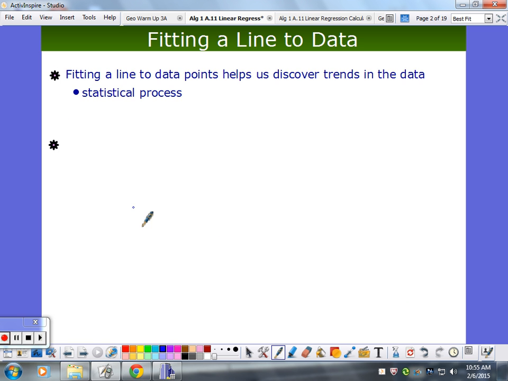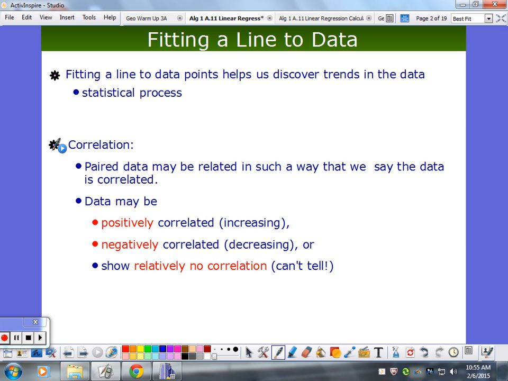Fitting a line to data. What that is, is a statistical process. It tells us, I have a bunch of data. Can I make predictions? It's like being a fortune teller. Can I think about what's going to happen in the future based on what's happened in the past? Fitting a line to data, okay?